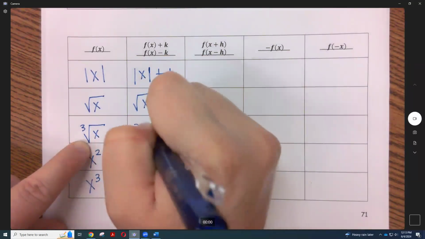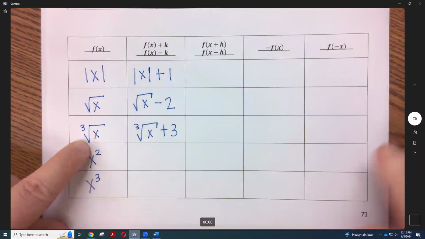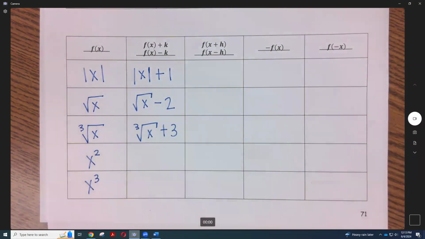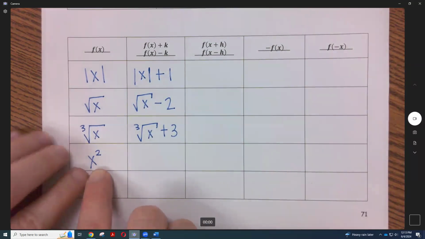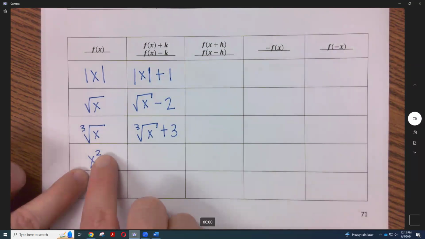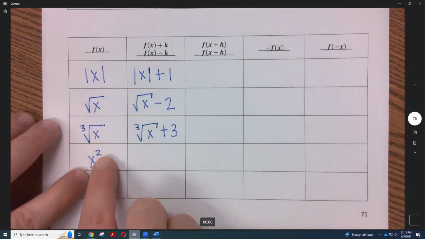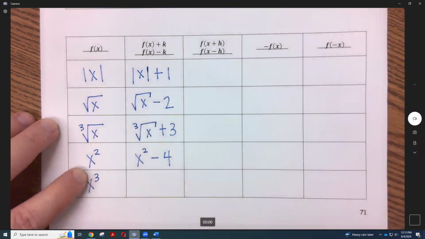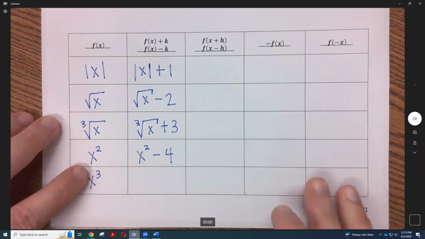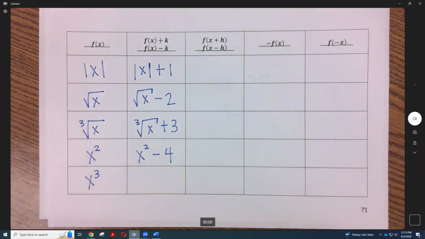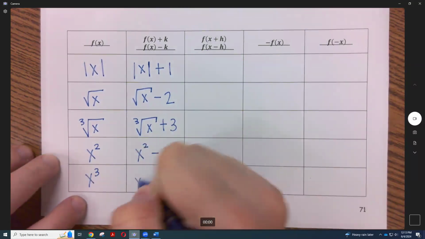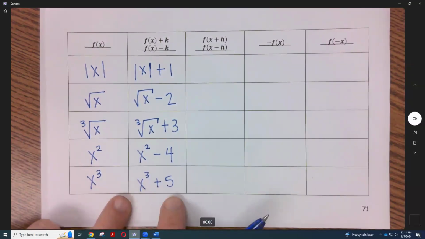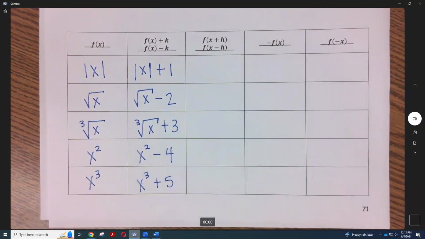So the cubic root of x plus 3. Now these are all pretty easy to do when you're talking about inside and opposite. Here, outside means that whatever number you're putting in there, it's not getting squared. So you have x squared minus 4. That minus 4 has nothing to do with that squared. So it's outside of that function. And same thing with that cubed. X cubed plus 5. It's not getting cubed. It is outside of that function.